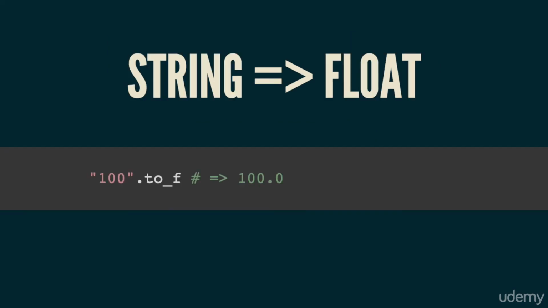Similarly, we can convert a string to a float. So it's just the same as an integer, but in this case, we're going to end up with 100.0, which is a fractional number. Of course, if we had 100.1 in our string and called to_f on that, we would end up with a float, of course, 100.1.